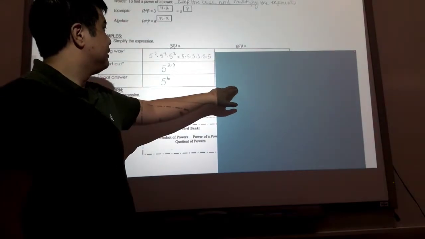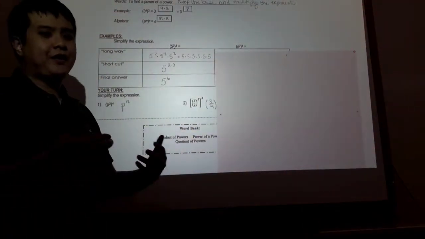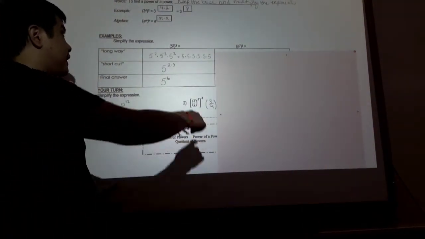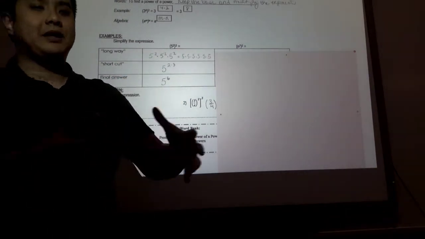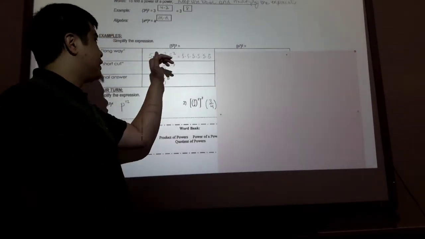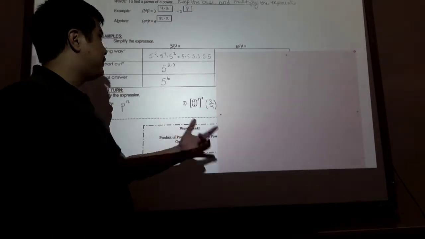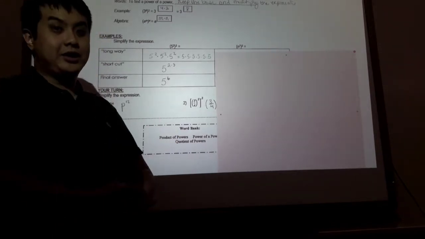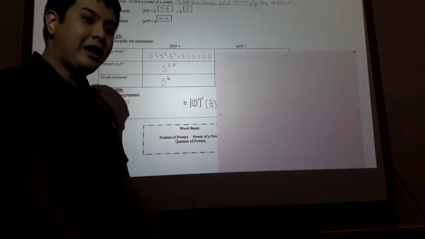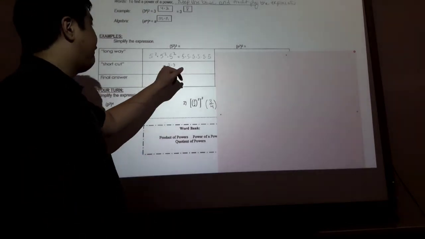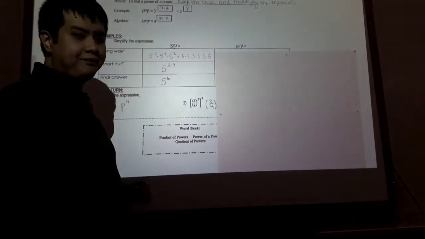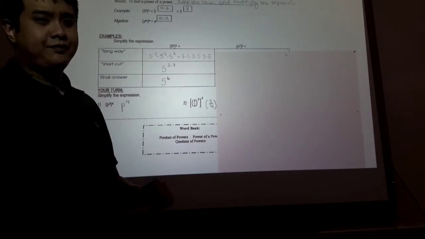To 5 squared times 5 squared times 5 squared, because we're taking 5 squared to the third power, meaning we're multiplying by itself 3 times over. We expand 5 squared, we get 5 times 5 times 5 times 5 times 5 times 5. But the easier way to do it is just simply looking at the exponents. This is 5 to the 2 times 3, gives us 5 to the 6.